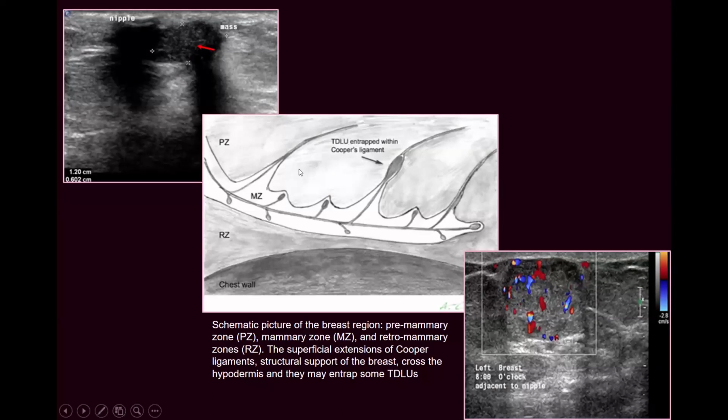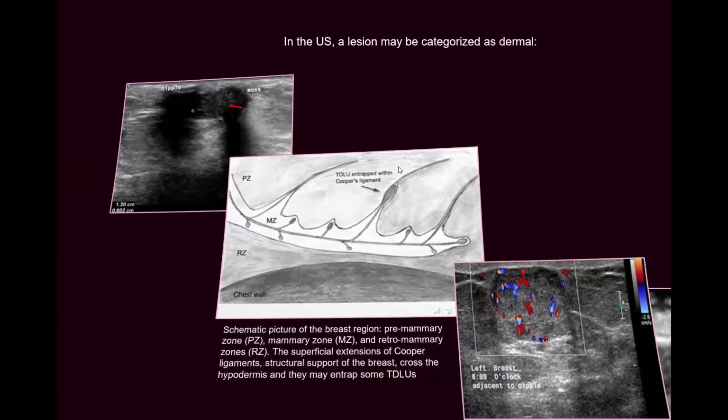Okay? And the pre-mammary zone lesions or subcutaneous lesions arise from ectopic TDLUs, we said. Yes, from ectopic TDLUs. This is a papilloma, if you remember, and this is cancer, arising from an ectopic TDLU within Cooper ligaments.